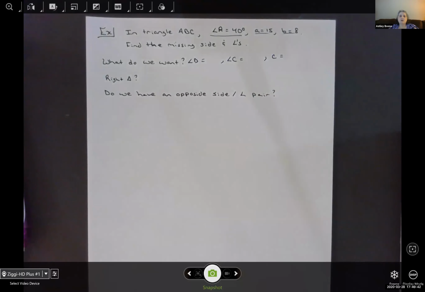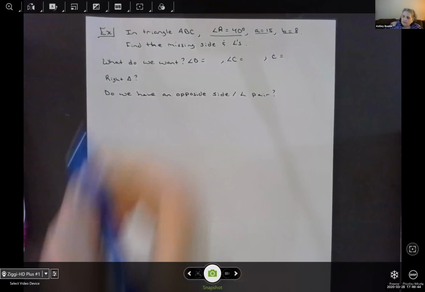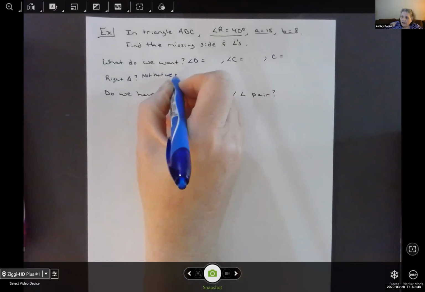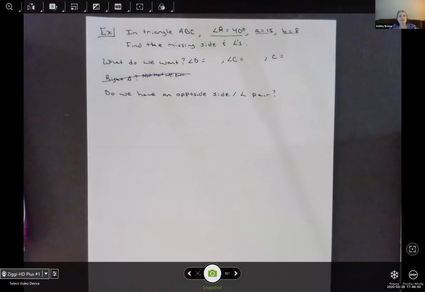Those are the things that we're looking for. Do we have a right triangle? Not that we know of. We're not given that we have a 90-degree angle. It's possible it could end up being a right triangle, but we don't have enough information to go with that. And remember, law of sines will work for any triangle.